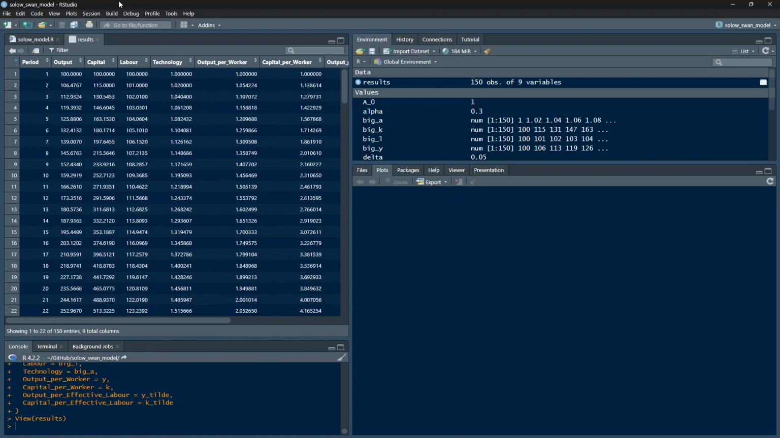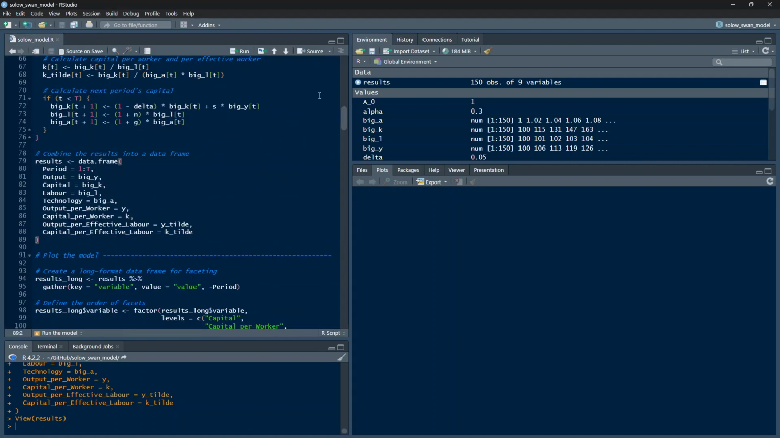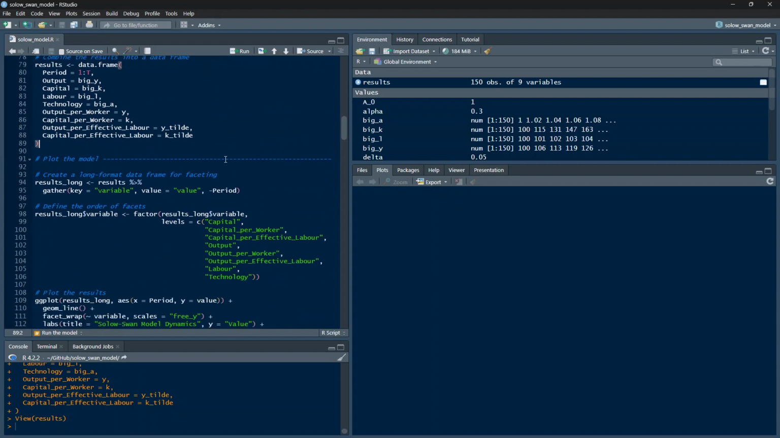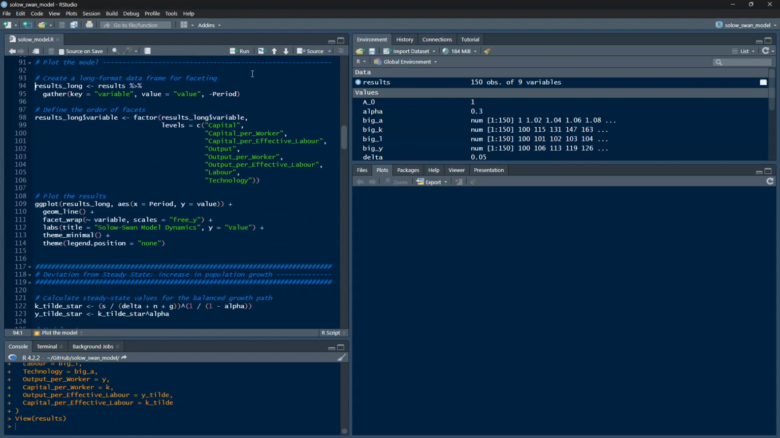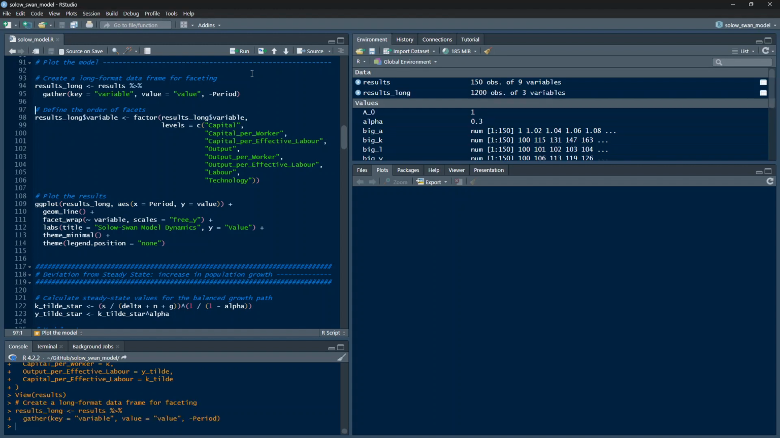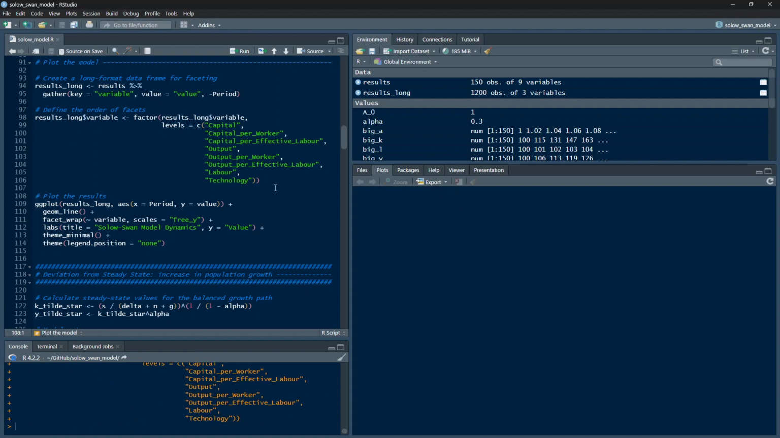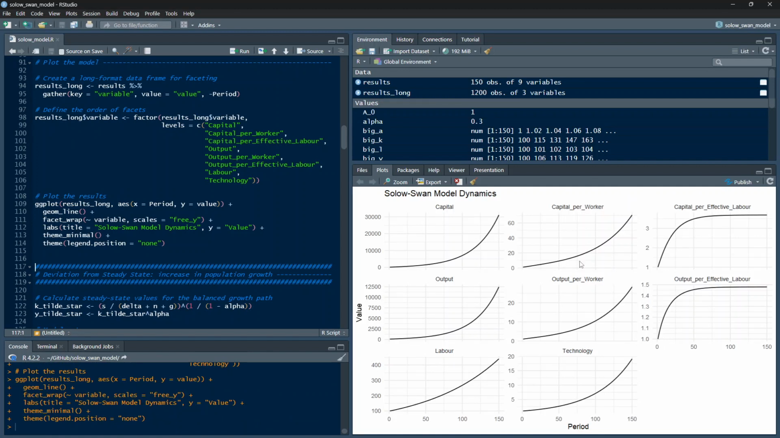But I think that this is a bit hard to look at, so we're going to plot this model out. Now, there's a few steps that we need to do just to manipulate the data to make it a little bit easier to plot. So I won't go through these in detail, but we're going to just make our results into a long table, and then I'm going to define what order I want the results to appear in, and then we will plot our model here.